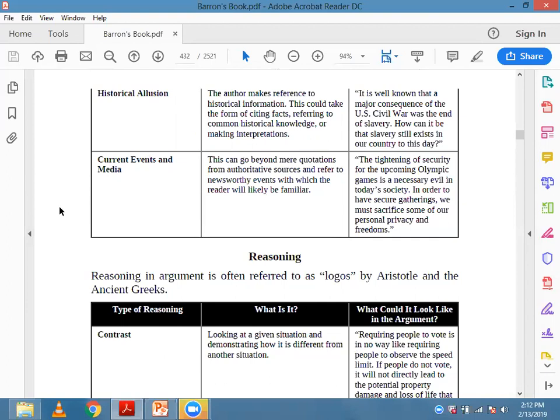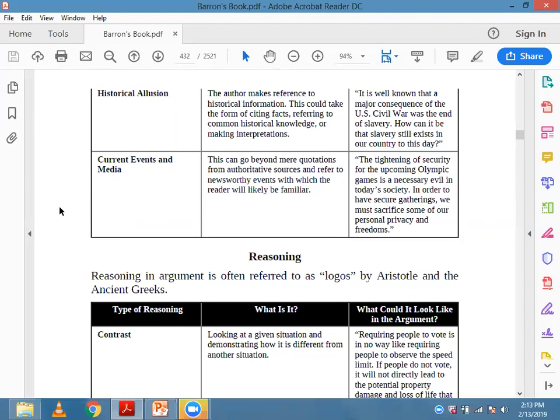The last category of evidence that we will study today is current events and media. This is when the author cites sources from media, newsworthy events that are just going around at that time, and the reader as well as the audience, people have a knowledge of it. For example, the tightening of security for the upcoming Olympic Games is a necessary evil in today's society. In order to have secure gatherings, we must sacrifice some of our personal privacy and freedoms.